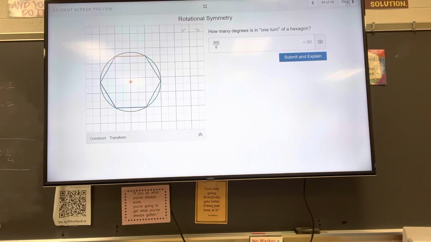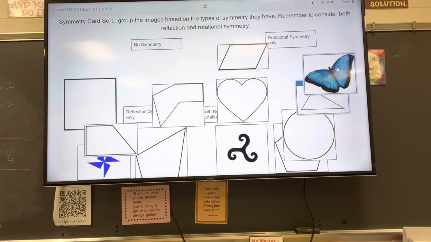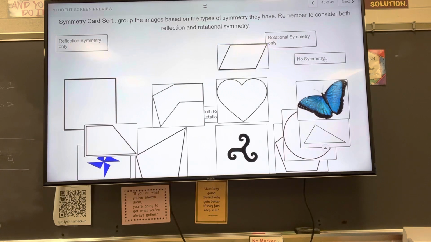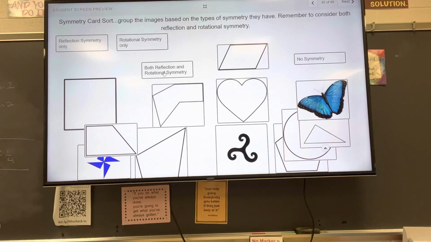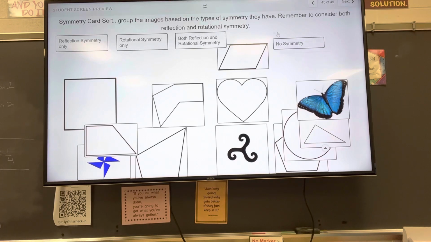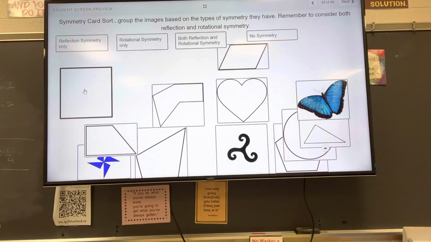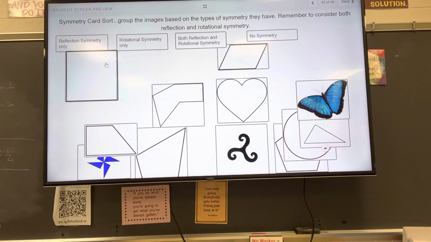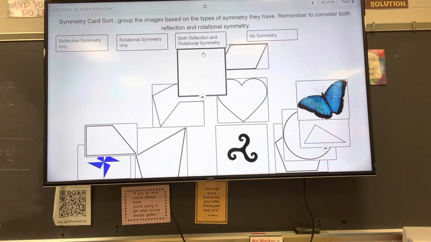Go to slide number 45. Stop me if I'm going too quickly. We're going to do some matching here. We are going to separate these figures into reflectional symmetry only, rotational symmetry only, the figures that have both, and the figures that have none. I'll start with the square. I could draw lines of symmetry, so that has reflectional symmetry, but I could also rotate it, which we saw in our last couple examples. So it's got both, the square.